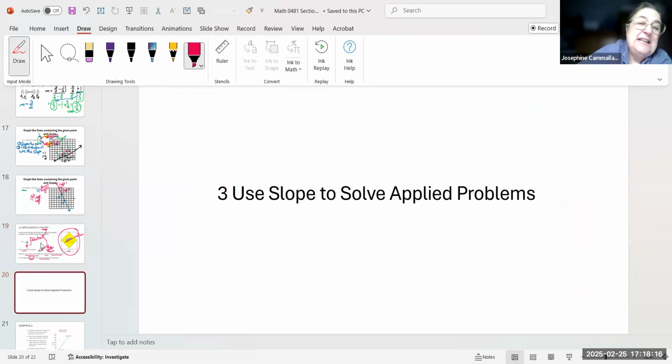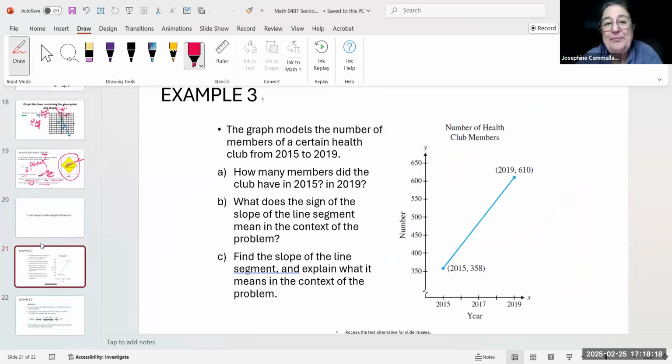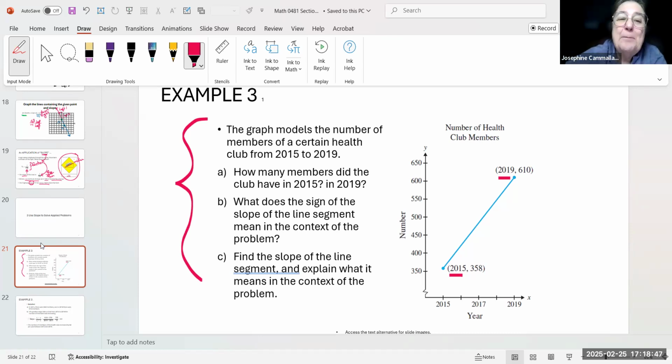Now, here's an application. I chose this one because it makes it kind of easy. But this time, they're using the years. Remember before we didn't use the years? We said X after 2013. Well, here, you're not going to see that in this story problem. It says the graph models the number of members in a certain club from 2015 to 2019.